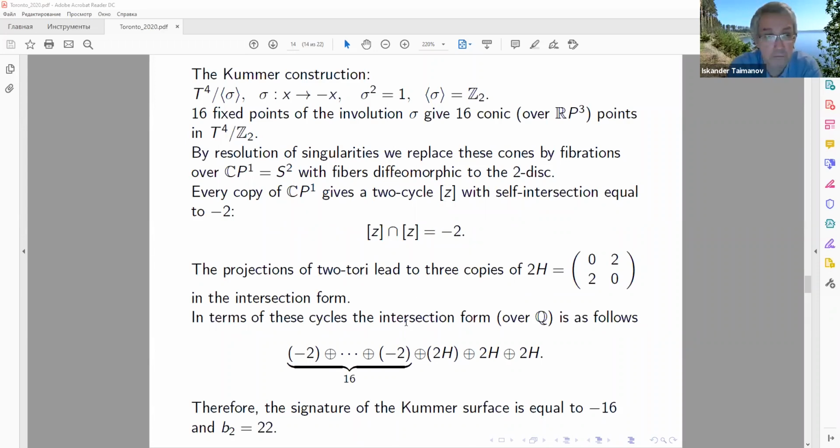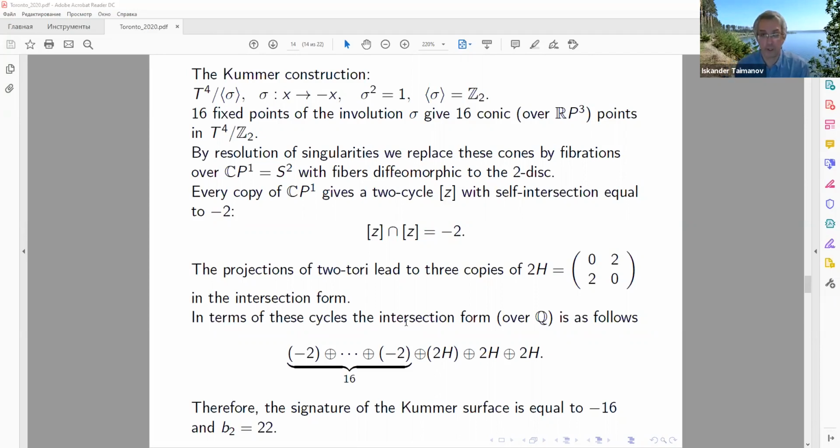You take a 4-dimensional torus and the involution which maps x into minus x. The 4-dimensional torus is realized as R4 modulo some lattice of maximal rank, so x is a coordinate on the torus defined up to lattice points. It has 16 fixed points of the involution. This gives rise to 16 cones over RP3 in the quotient T4 over Z2. By resolution of singularities, we replace these cones by fibrations over CP1 with fibers diffeomorphic to disks.